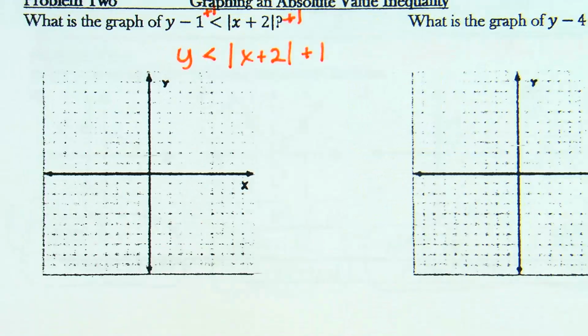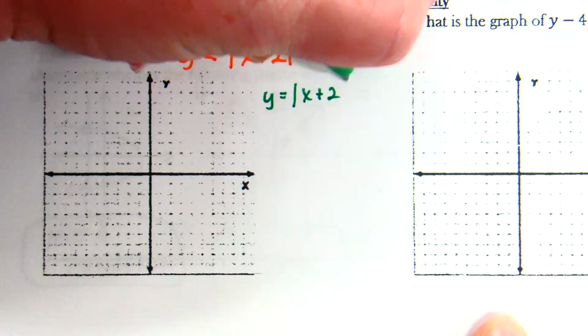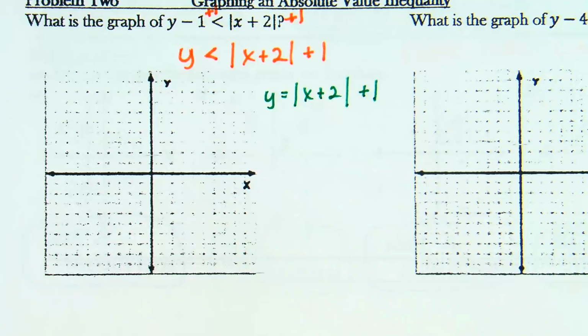Okay. We're going to follow the same steps as last time. First of all, forget the less than greater than sign for a moment. When I graph this, we're going to think of this as y equals absolute value of x plus 2 plus 1. Okay, dig back in your section of your brain that houses all that information from last week that I taught. It's in there. Just dig.